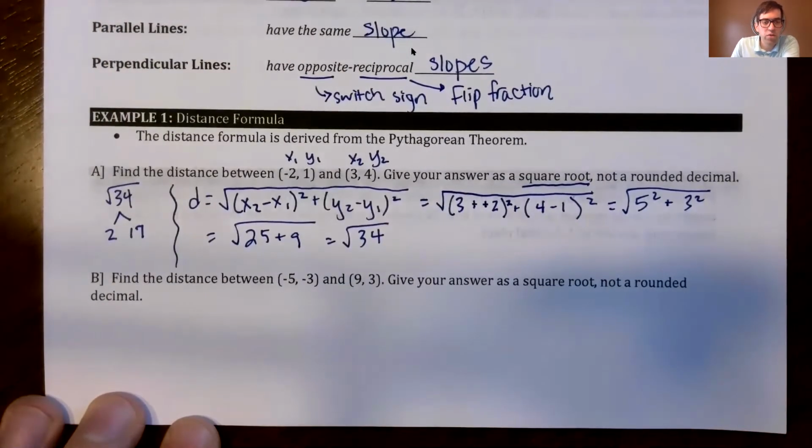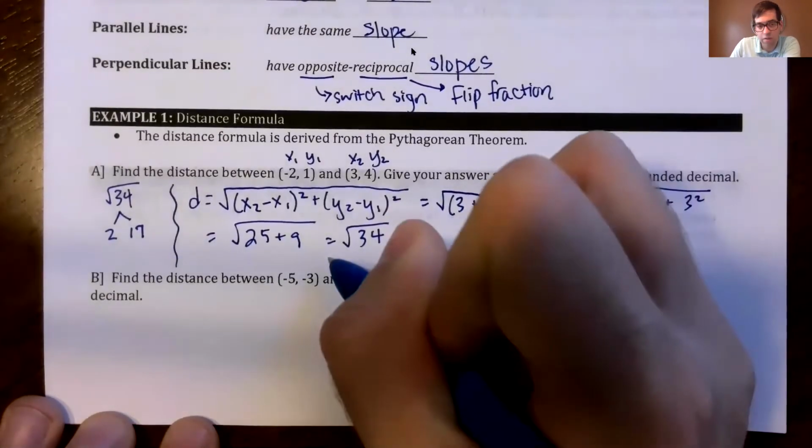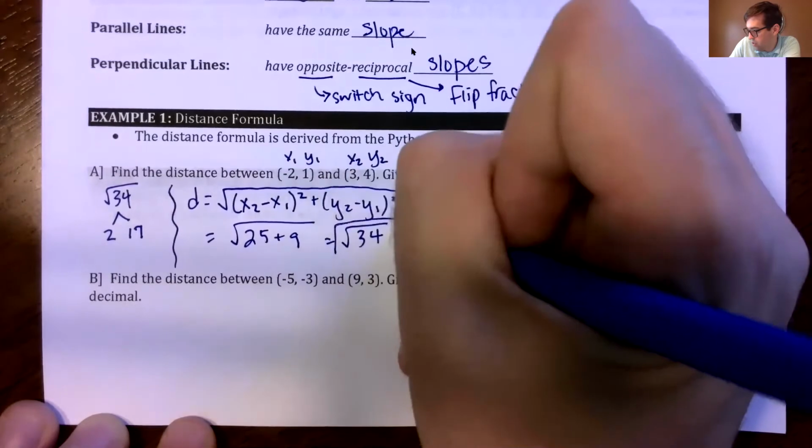And both of those numbers are already prime now. So we can't break down 2 further. We can't break down 17 further. I don't have any pairs of prime factors, so I can't pull anything out of this square root. So that's actually our final answer.